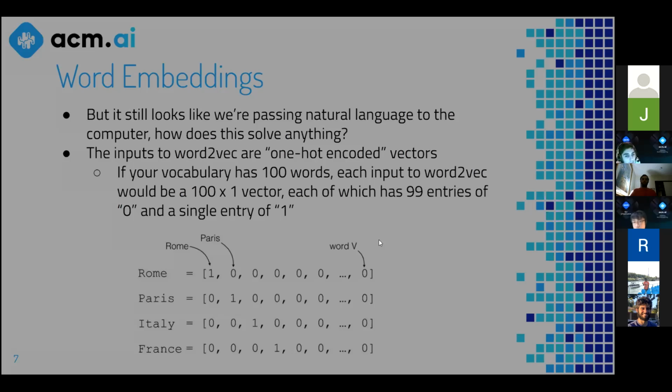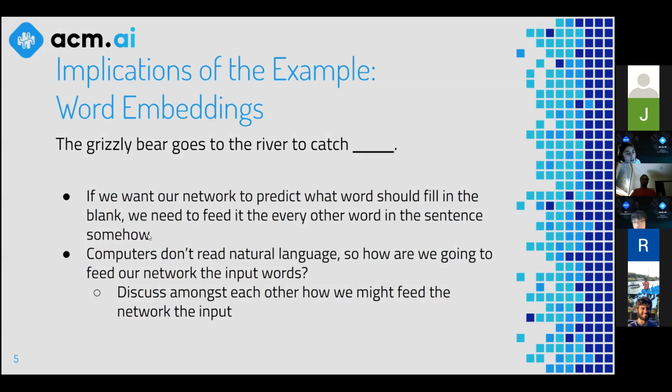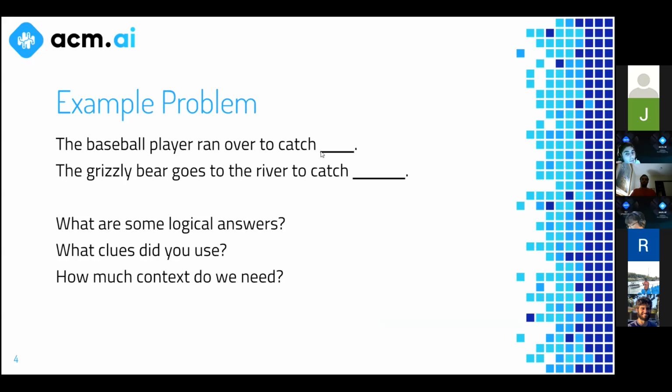Because if we go back a few slides, remember we discussed how you came up with the answer to this question? And what we deduced is that there are relationships between the word baseball and the ball here, or between grizzly and catch and river and fish in this context, right? Those words have some sort of relationship to each other. And that's the only way that we really got the answer at the end of the day.